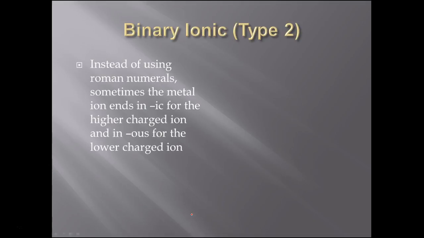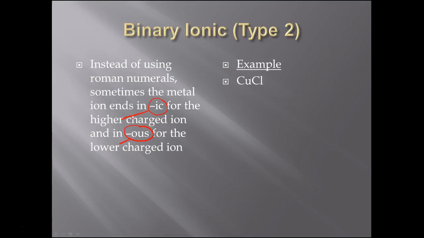Sometimes, instead of using Roman numerals, we will change the ending of that cation. So instead of saying iron, we'd use a different form of it. We'd use ferric, or we would use ferrous. So we would change the name depending on which one we were using. If it was the higher charged ion, we would be using IC. So the higher charge is IC, the lower charge is OUS.